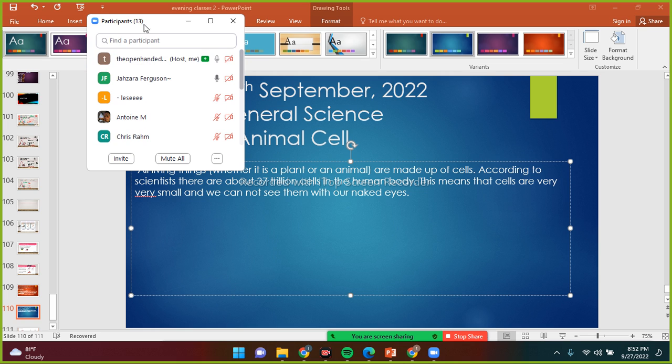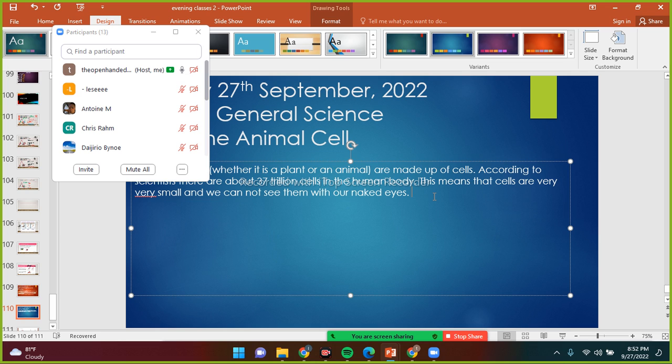Yes, sir. Okay. So in order to view cells, we must use a microscope. And a microscope is a special instrument used to view very small objects, right?